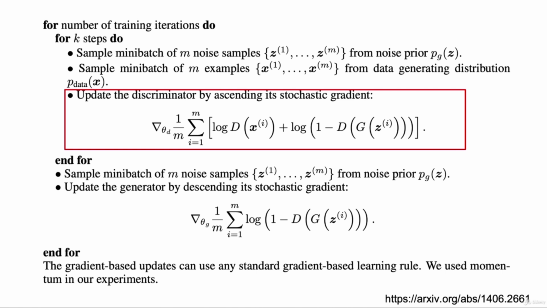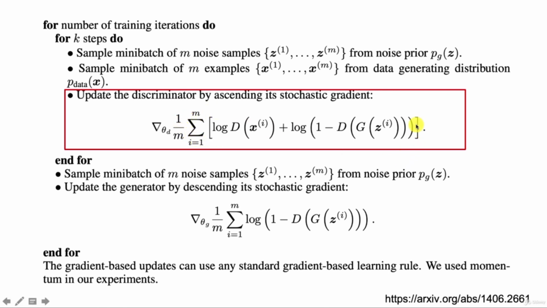So we maximize the probability of a real x to be real, and here we minimize, because of this minus, the probability of a fake object to be real. So in other words, we maximize the probability of a fake object to be fake. This is, I think, rather obvious and is a standard practice for training a binary classifier.